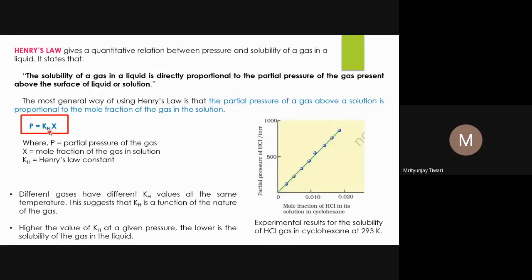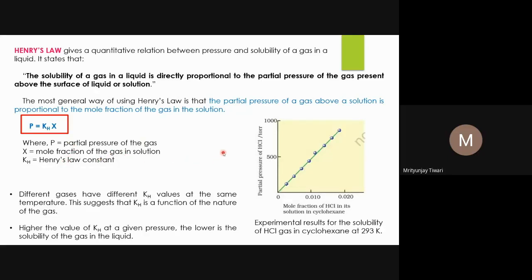So P is equal to Kh into X, and this Kh is called the Henry's law constant. Kh means the K, you know, usually K is a constant that we denote, and H is for Henry's law. P is the partial pressure of the gas if there are more than one gas, and if there is only one gas, that could be equal to the total pressure, and X is the mole fraction of the gas in the solution.